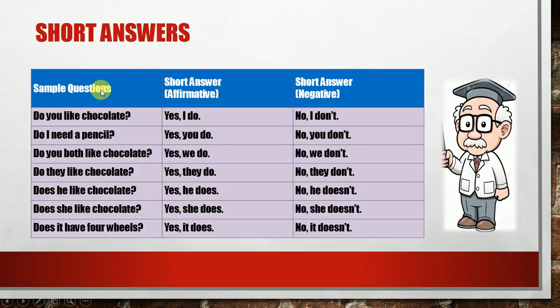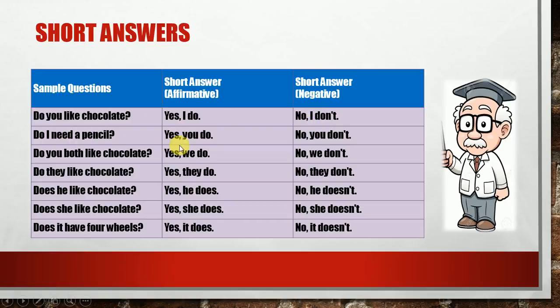Here we have a way to say short answers. When you are asking in English in simple present tense, you can usually answer questions in a short way. So for example, do you like chocolate? If you are going to answer in an affirmative way, you can say yes. Then you say the corresponding subject, and then you use the auxiliary. So for example, yes I do. And if you are going to answer in a negative way, it's similar, but you have to use the auxiliary in a negative way. So you can say no I don't.